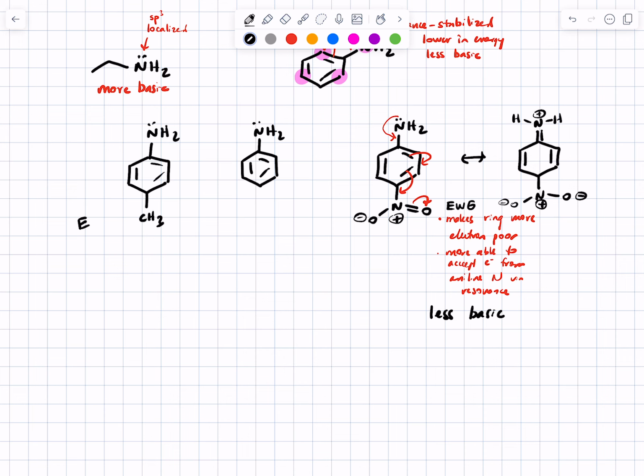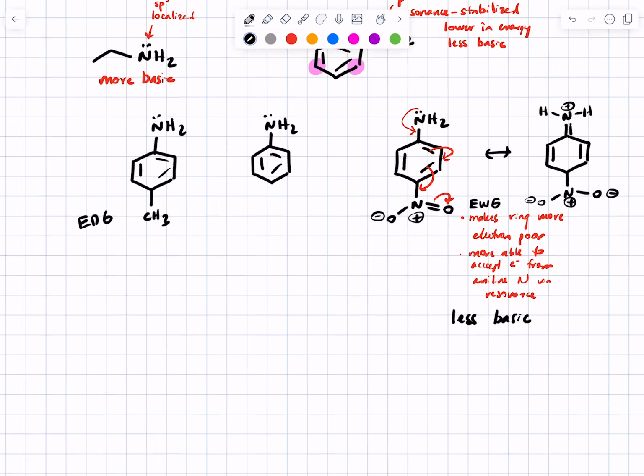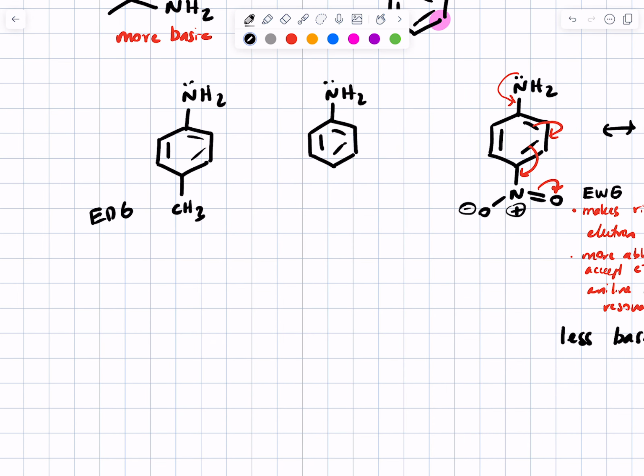What about the methyl group, which is an electron donating group? Where do you expect it to go? I would suspect it to push the electrons towards the aniline. Okay, good. And what do you think that would do to the stability of the lone pair? Will make it less stable.